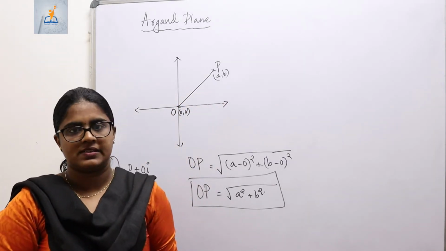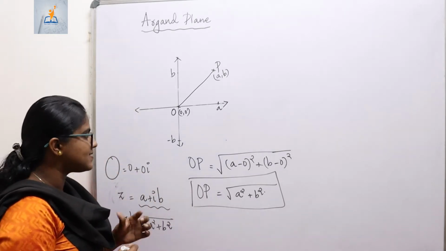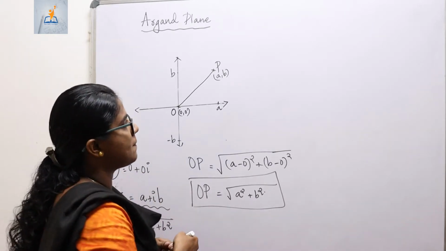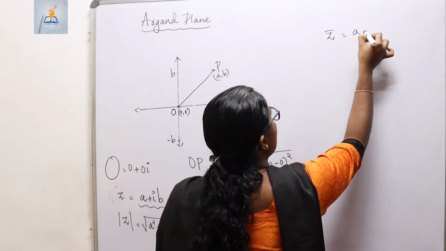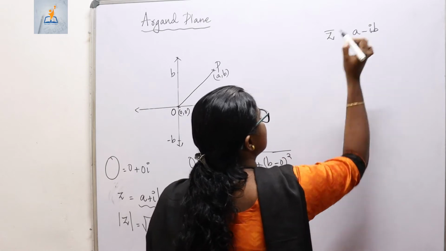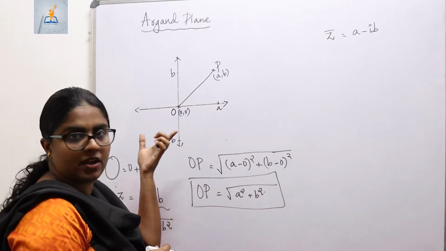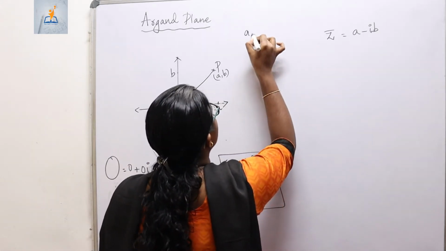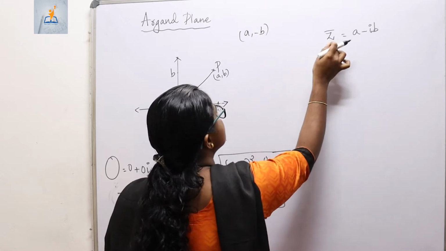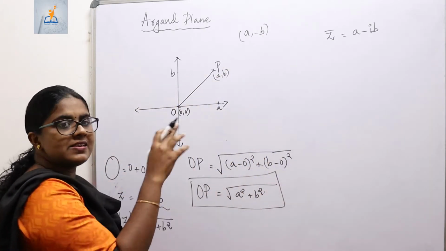Also we know that the conjugate of a complex number z is equal to a plus ib is z conjugate, which is a minus ib. Now let's represent z conjugate in this Argand plane or complex plane. That is, the point representing a comma minus b is the point corresponding to the z conjugate.